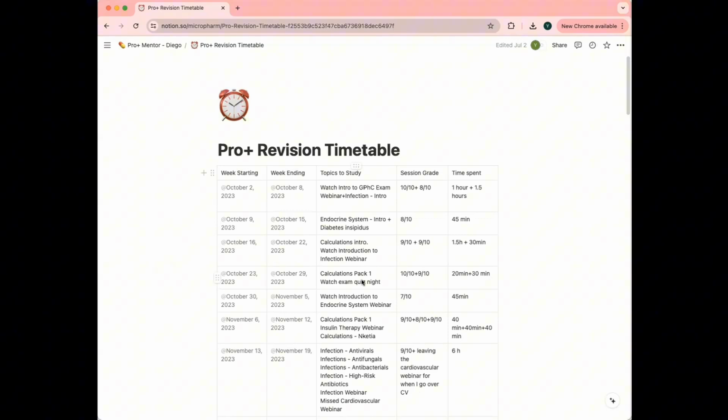The main difference with the mentorship is I will look at what he studied, I will look at how he grades what he studied, and I will also test him on that material. So I create a bespoke test every time I meet with him to test him on the material that he's covered.